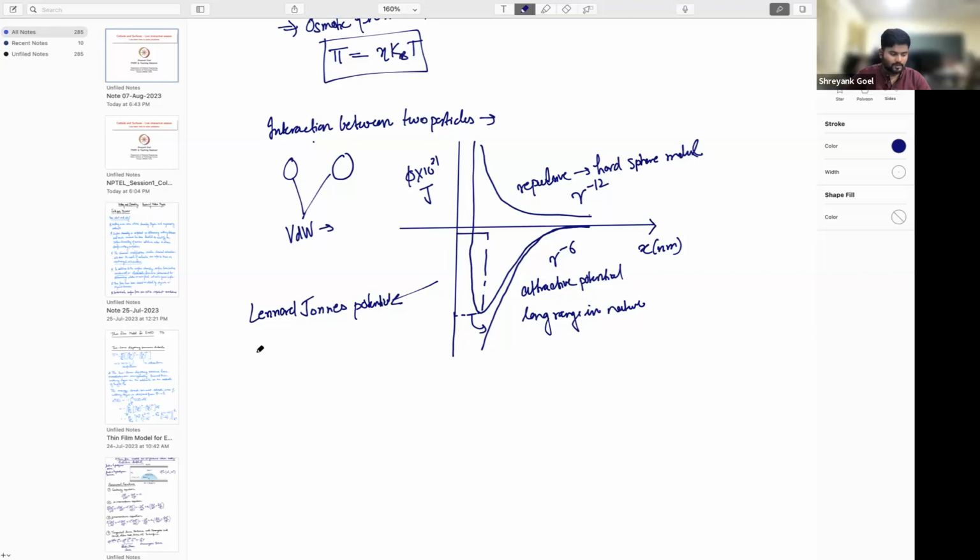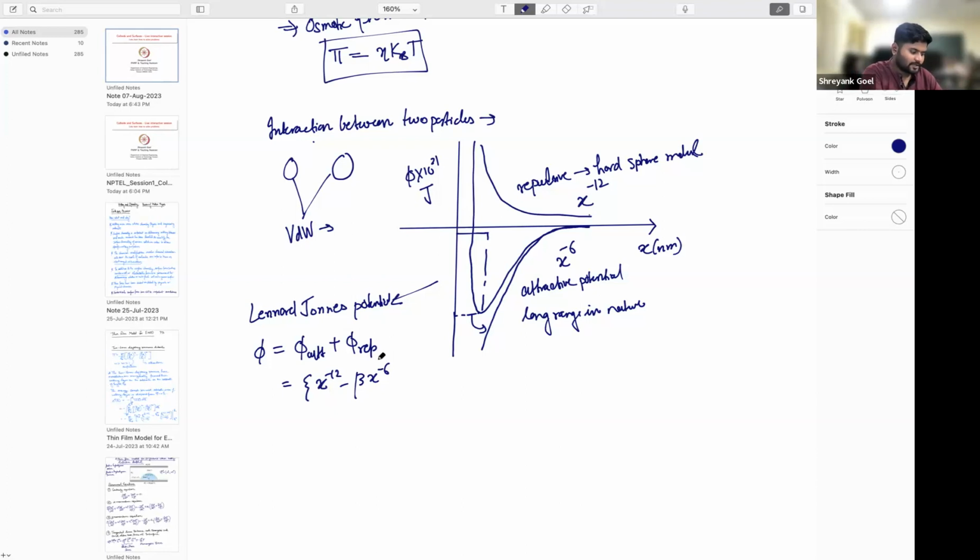So this can be defined as the combination of attractive plus repulsive, with some constant. Here it's the distance, so that is x to the power minus 12 minus beta x to the power minus 6. In the next week, we will see this in detail. So this is what we call the van der Waals interaction.